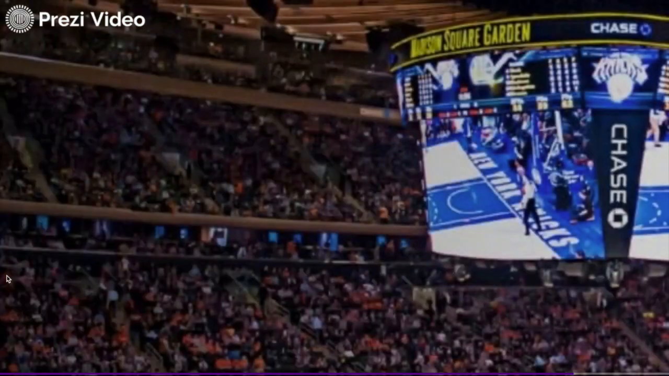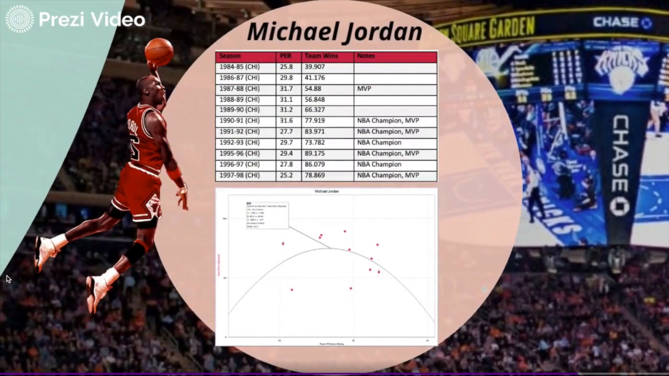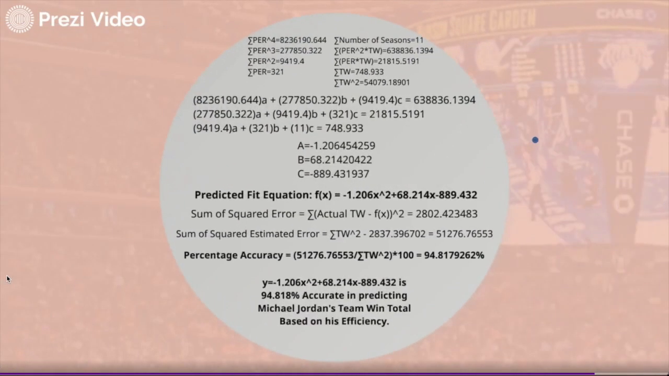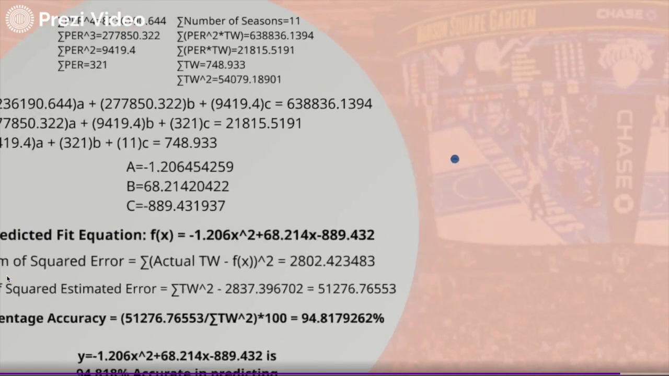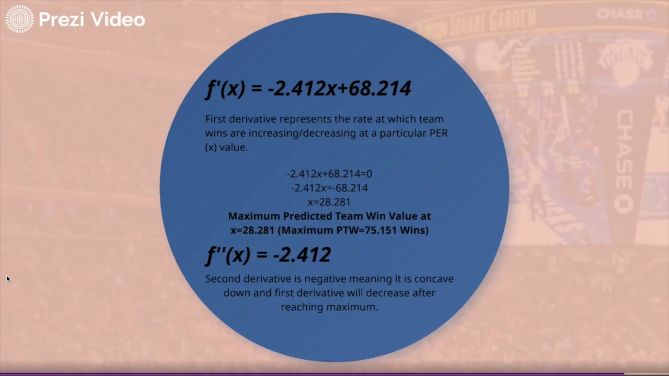The last study was of the greatest of all time, Michael Jordan. He was the most interesting case as his higher PER values often coincided with lower win totals, creating some irregularity. The predicted fit equation for Jordan was y equals negative 1.206x squared plus 68.214x minus 889.432, with a 95% accuracy despite the odd data. The second derivative was also negative, and the maximum was much higher at 75.151 wins.